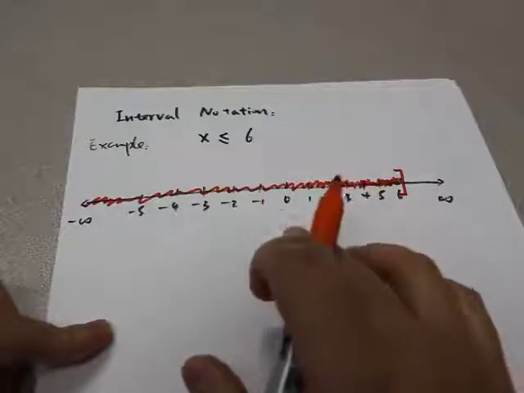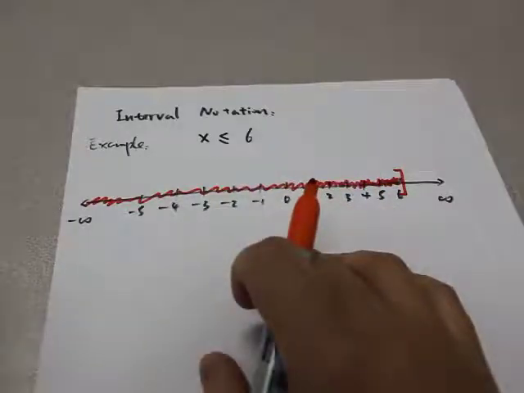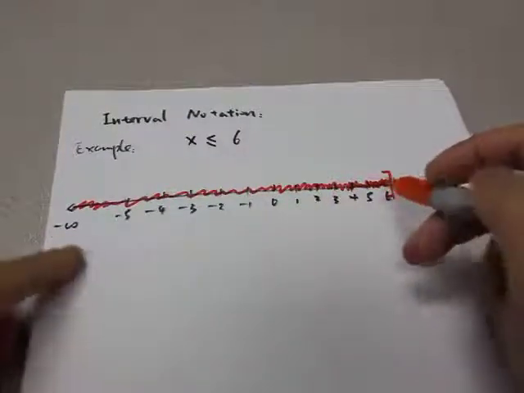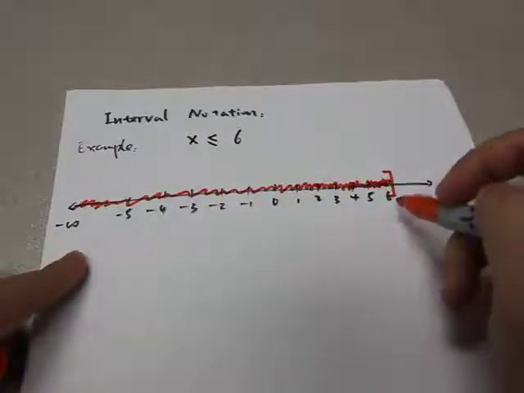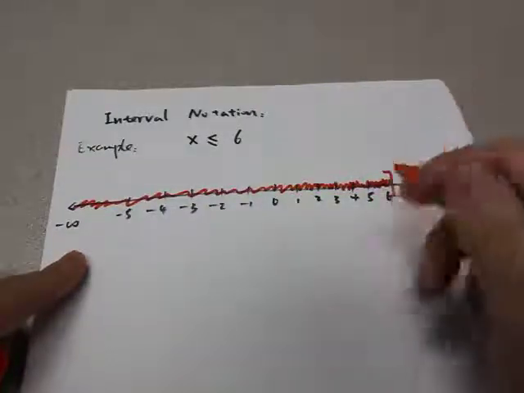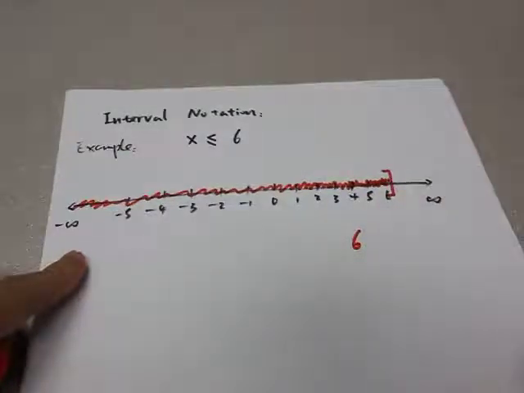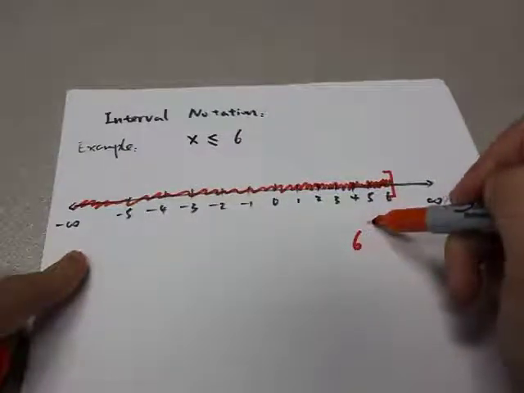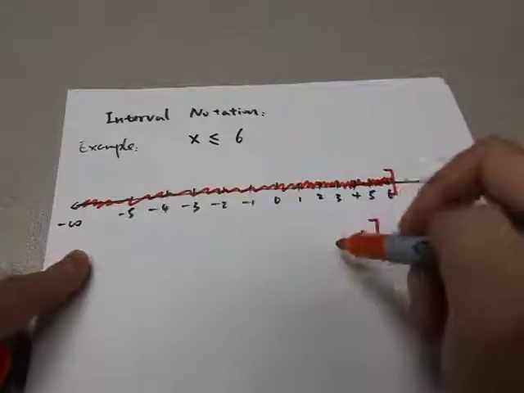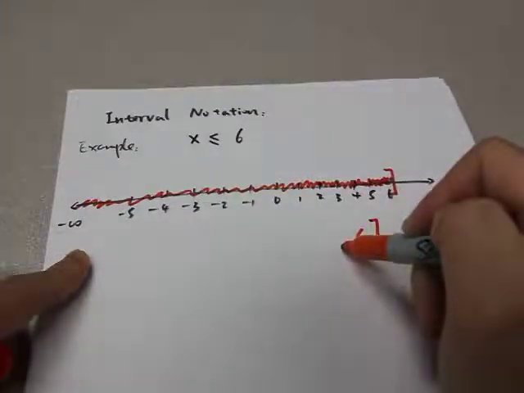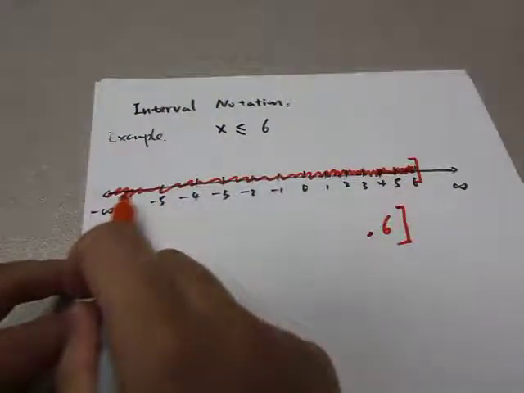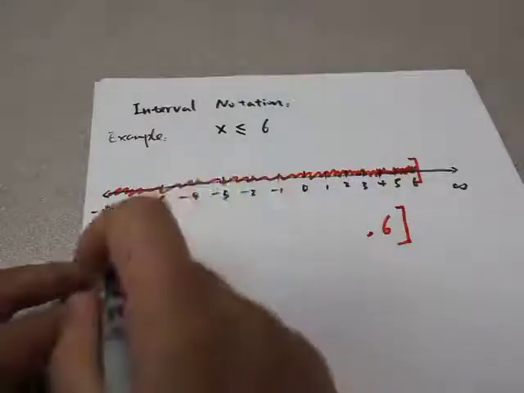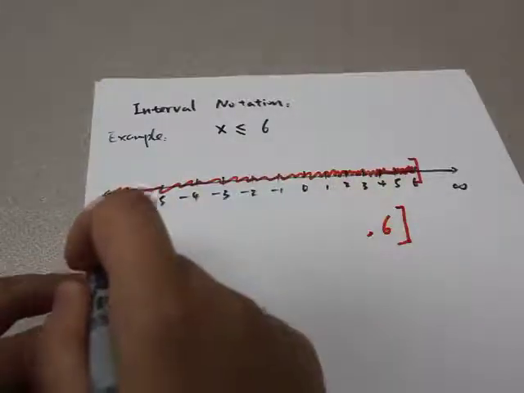graph, and if the graph is right, then you should be able to find the interval notation very easily. So if we look at this graph, we notice that on the right hand side, the biggest thing is 6. So we put a 6 over here, and we put a bracket, right? And over here you put a comma. Now let's take a look at what is the smallest thing on this area. The smallest thing is the negative infinity, right?